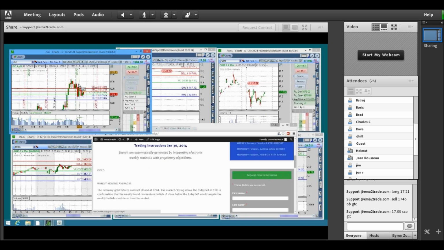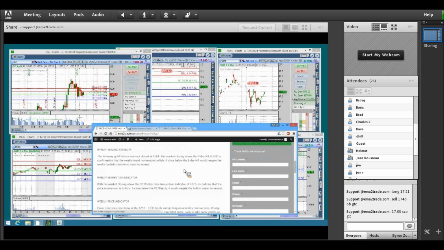The gold market on the 30th of January closed at 1284, with the market closing above the moving average of 1231 is confirmation that the weekly trend momentum is bullish. But it also tells you that if it closes below the 1231, this bullish tendency would be negated to neutral.